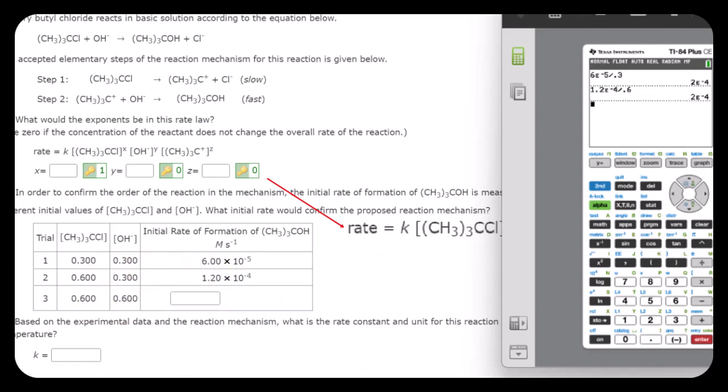All right, that takes care of it. This is the slow step, the critical part that determines the rate law expression, and you can forget about the hydroxide on this one.